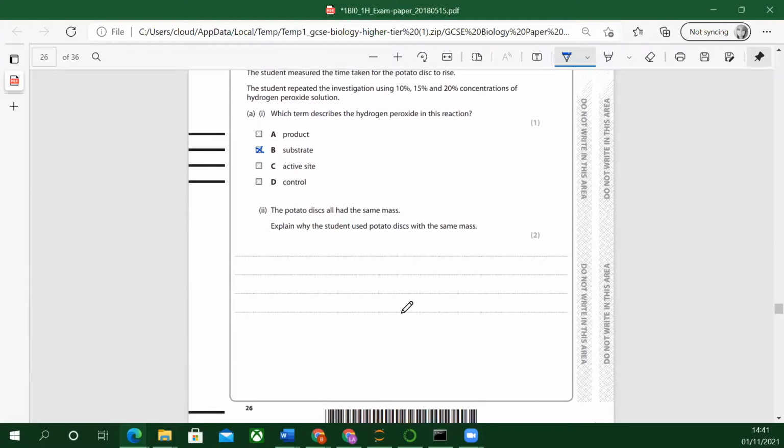Potato discs all had the same mass. Explain why the student used potato discs with the same mass. So this is the control variable. So mass is a control variable. That's the thing that's kept the same. So the results can be compared.